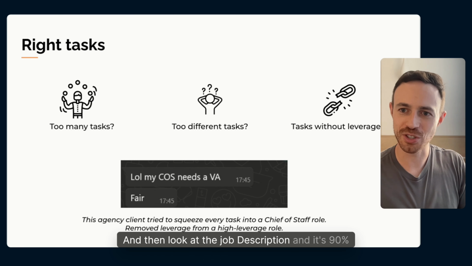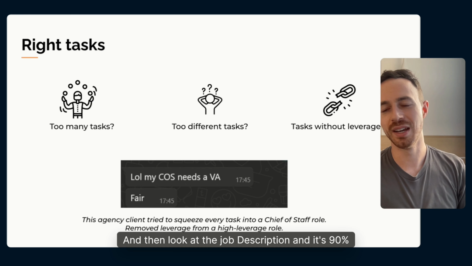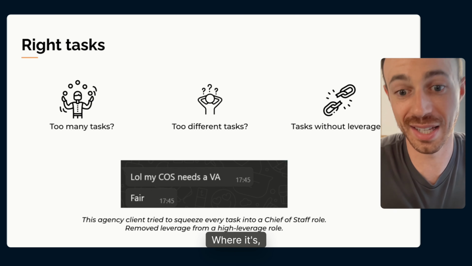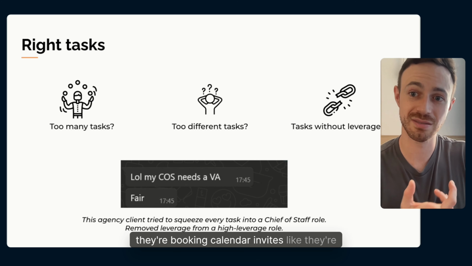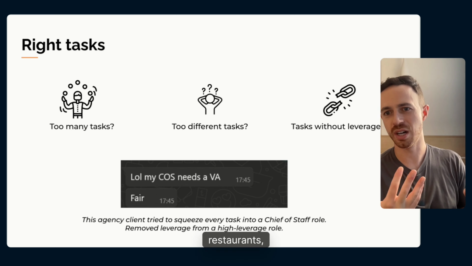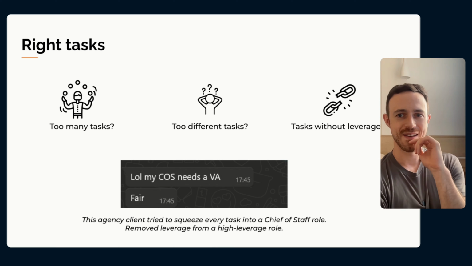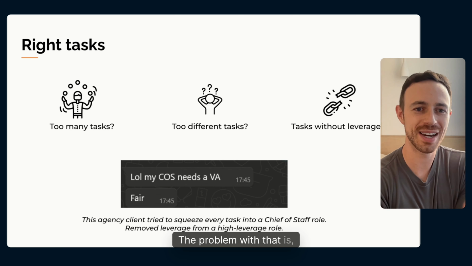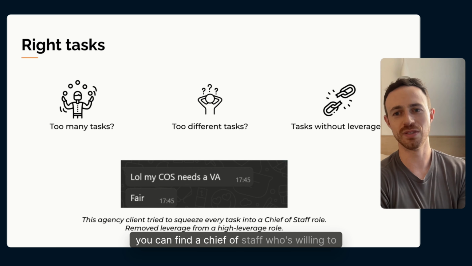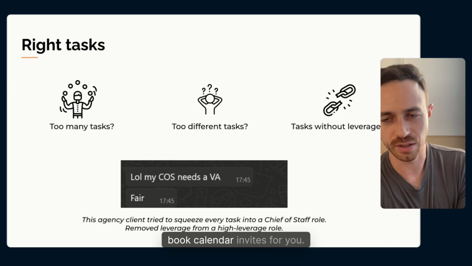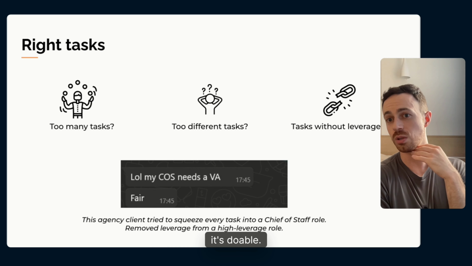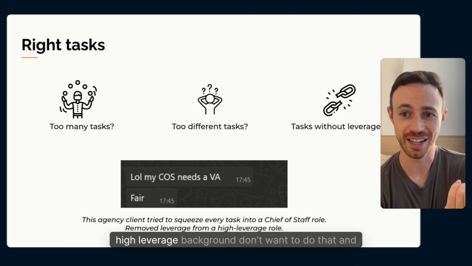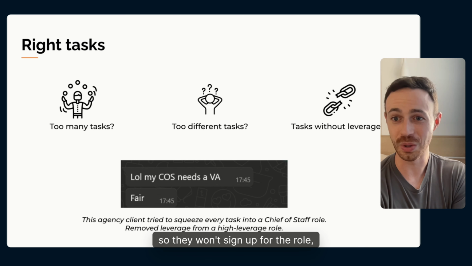And then look at the job description and it's 90% EA, executive assistant type roles, right? Where they're booking calendar invites, they're scheduling restaurants, et cetera, right? And so they're trying. The problem with that is, yeah, you can find a chief of staff who's willing to book calendar invites for you. Sure, it's doable. I'd assume most people with a highly strategic, high leverage background don't want to do that, and so they won't sign up for the role.